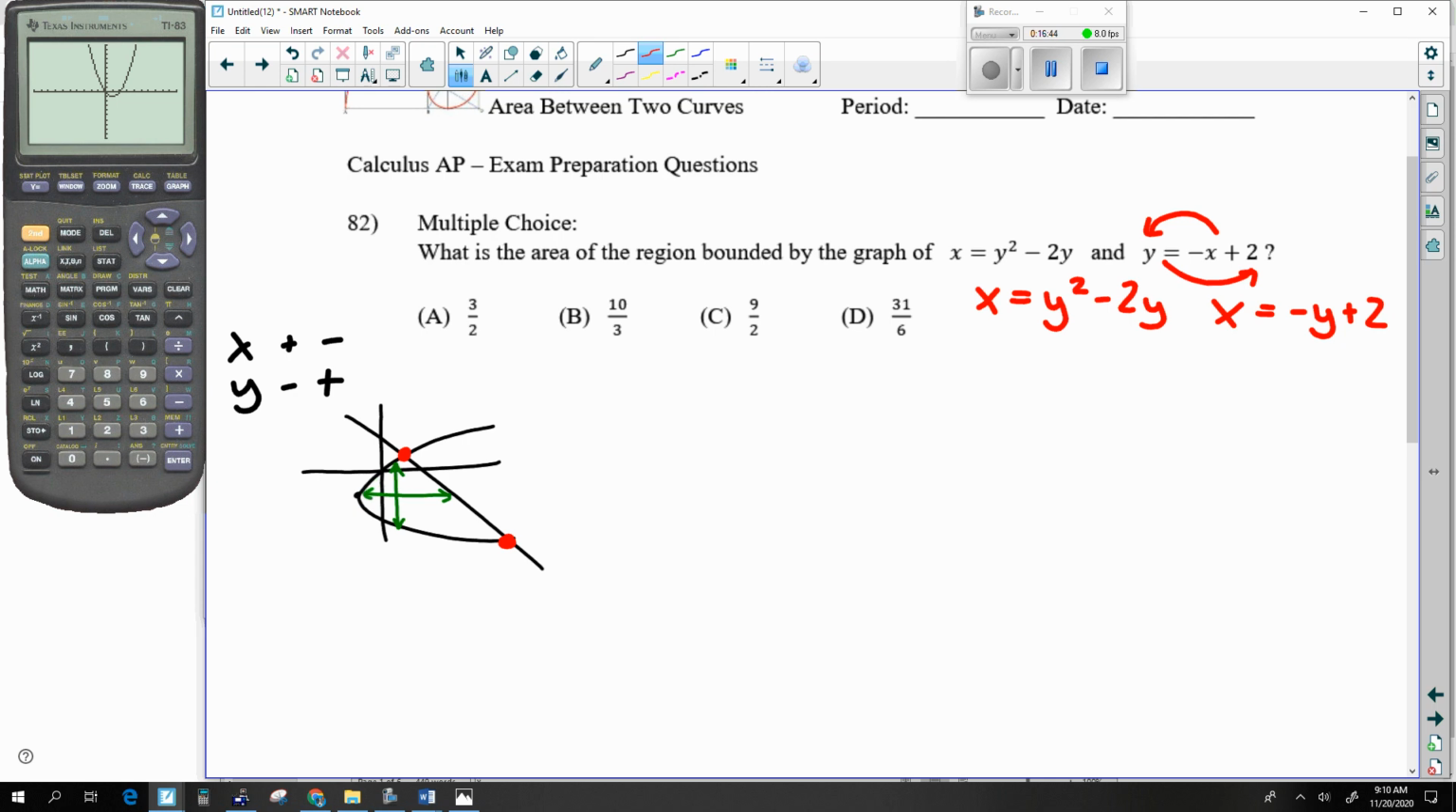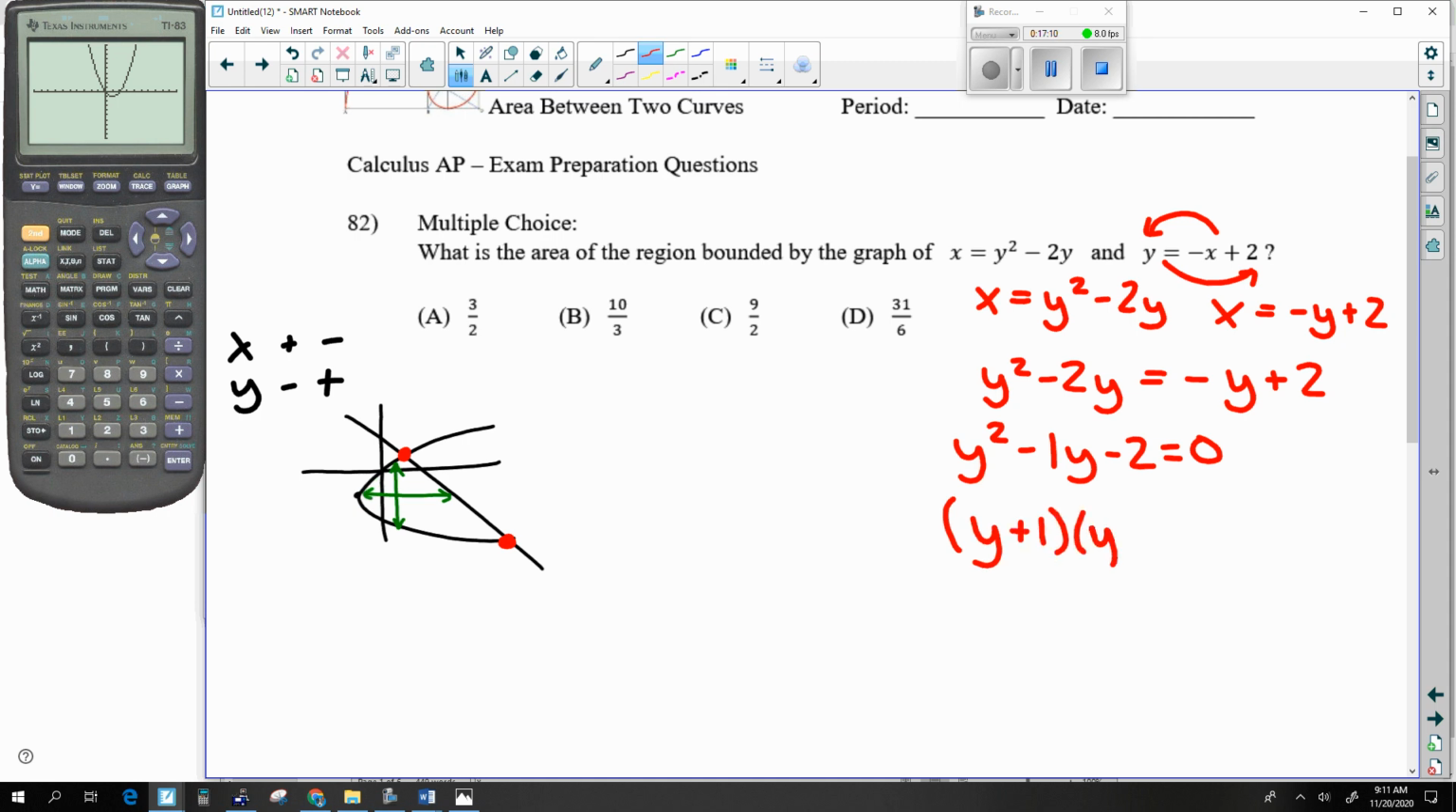Okay, so now I have these two equations. These are both equal to x, so now I can set these things equal to each other. And so I'll move everything to the left, so y squared minus 1y minus 2 is equal to 0. This factors as (y plus 1)(y minus 2). Thus y is equal to negative 1 and positive 2. That's where these things intersect.